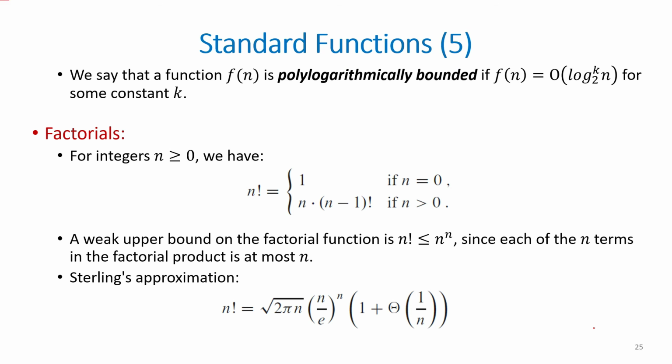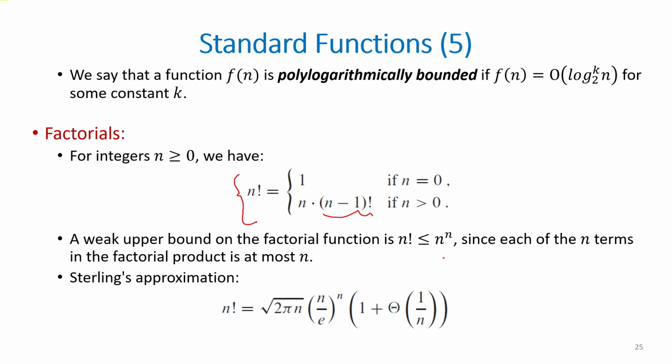We can say that the function f of n is polylogarithmically bounded if f of n belongs to the set big O of log to the power k n for some constant k. We know what factorials are. So given any non-negative value for n, we have this definition. n factorial will be 1 if n is equal to 0, and would be n times (n minus 1) factorial, which is recursive, if n is greater than 0.